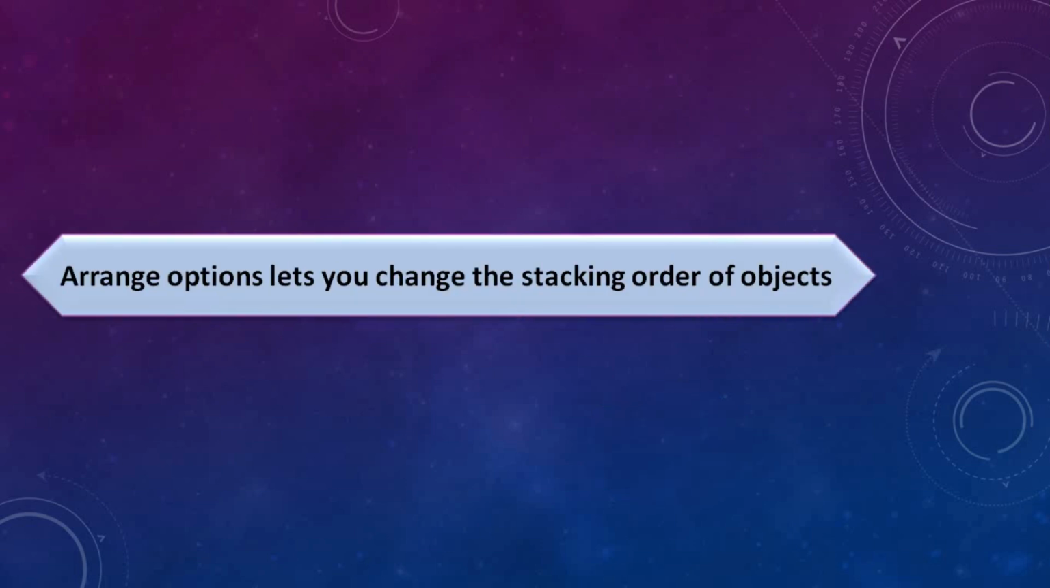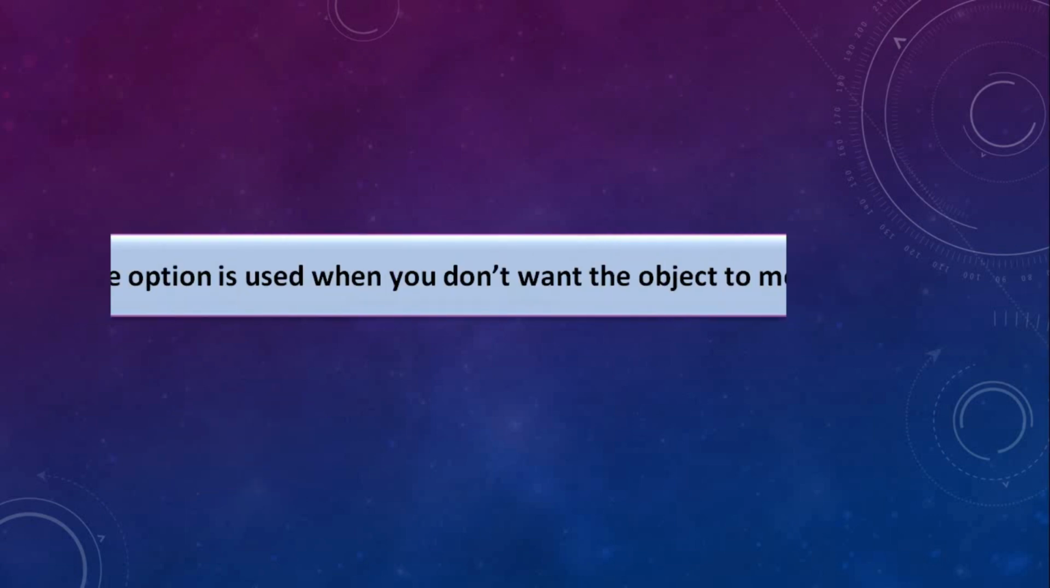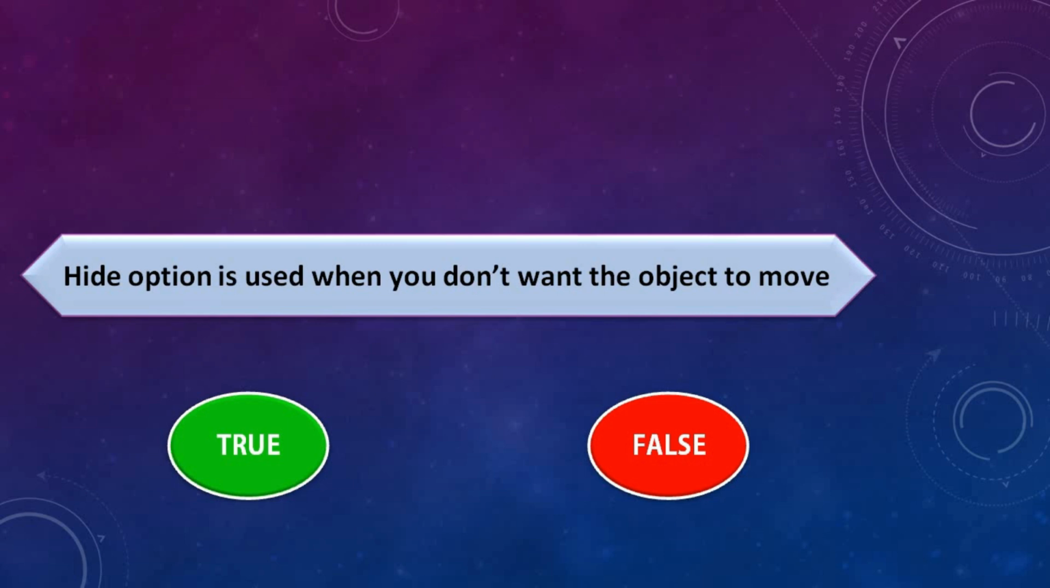Arrange options lets you change the stacking order of object. True or false? The answer is true. Arrange option lets you change the stacking order of the objects. Hide option is used when you don't want the object to move. True or false? The answer is false.